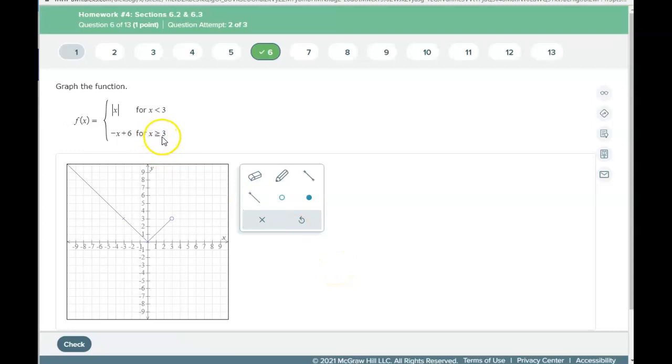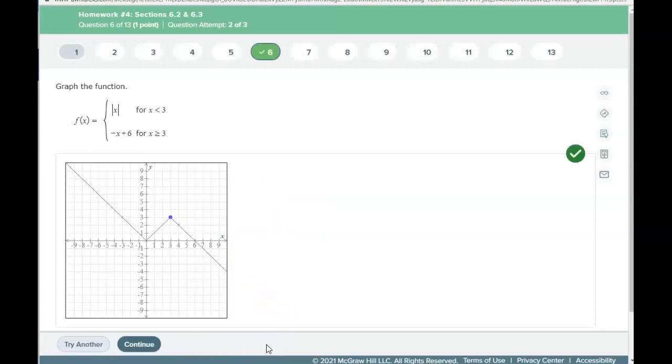Now at 3, I'm going to have a closed circle. Plug in the 3 here. Negative 3 plus 6 would give me a positive 3, so I plug in a dot there. I'm going to grab the ray and put my line there. Then at 4, negative 4 plus 6 would give me a 2, so I go down and graph my point. And so this is how you would graph your piecewise functions.